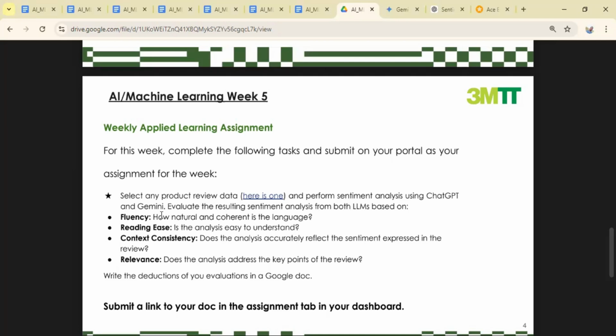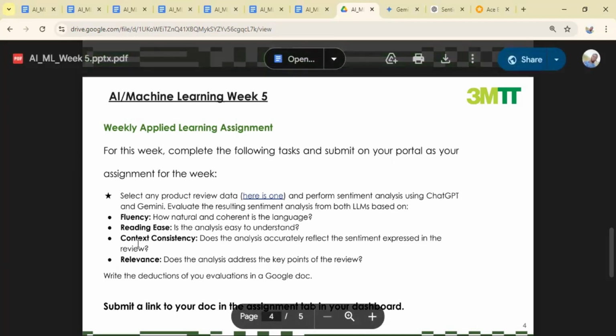Now write the deductions of your evaluations in a Google document. Submit the link to your document in the assignment tab of your dashboard. So this particular assignment is about prompting two large language models with some text, and then after that, you are going to analyze what those prompts are all about.